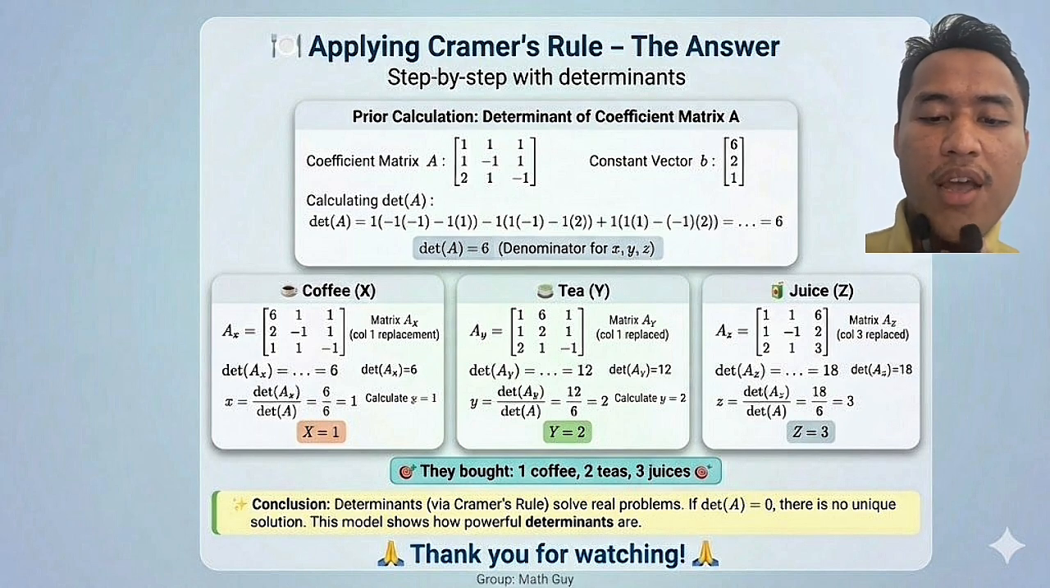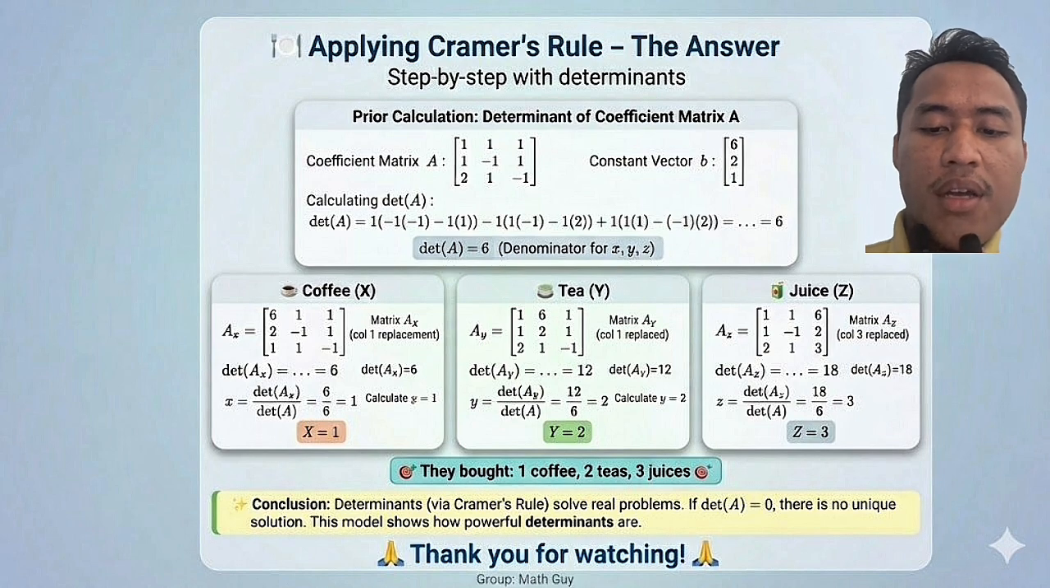Cramer's rule is especially handy for small systems like this, and the concept of determinants remains central to linear algebra.